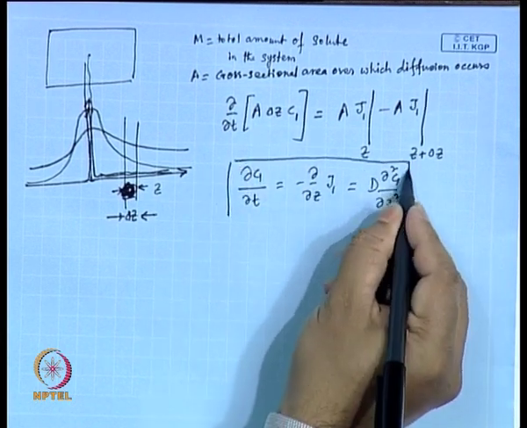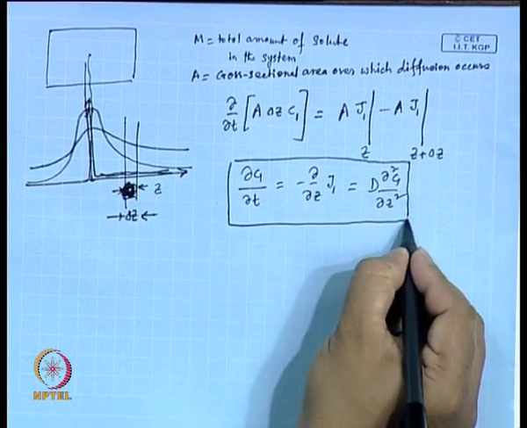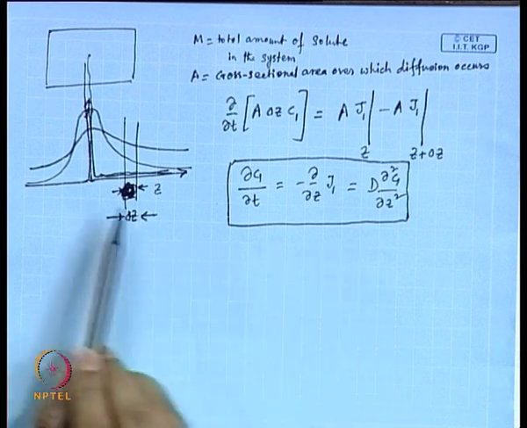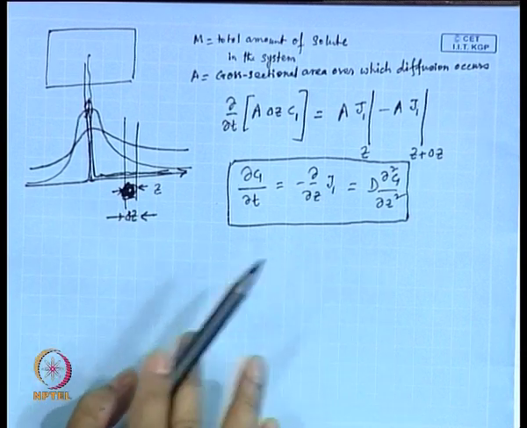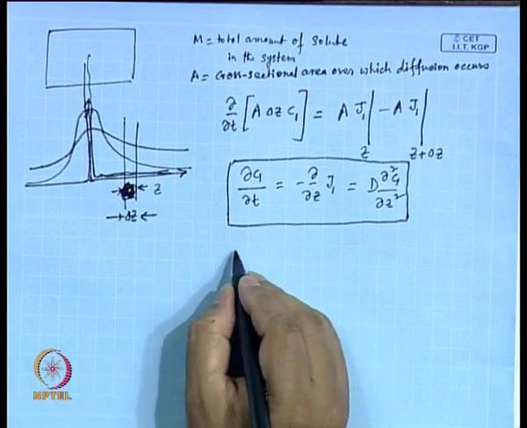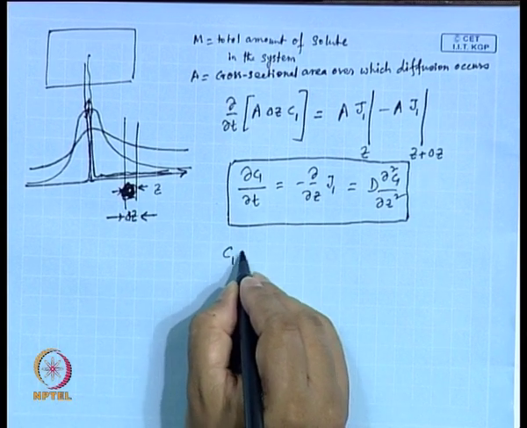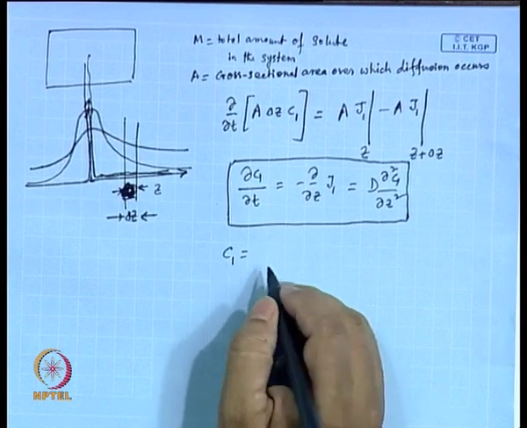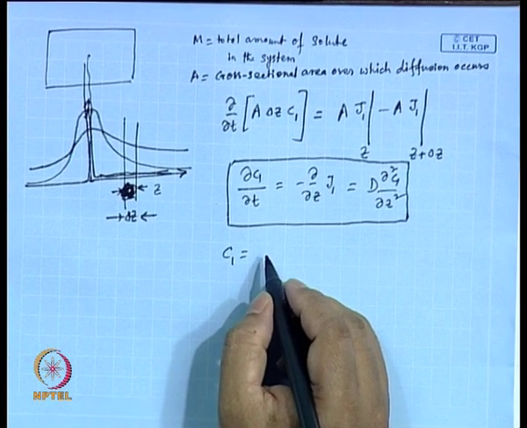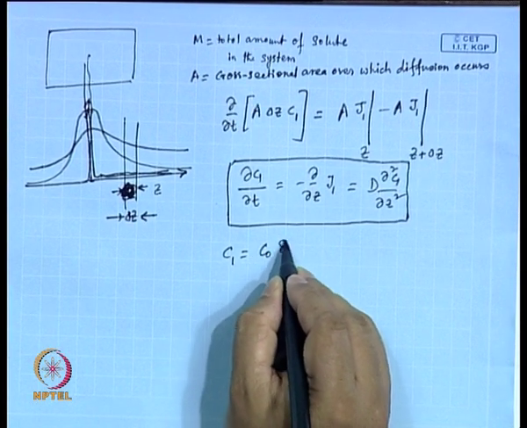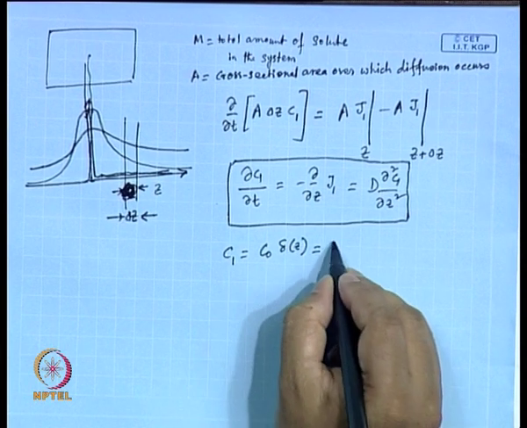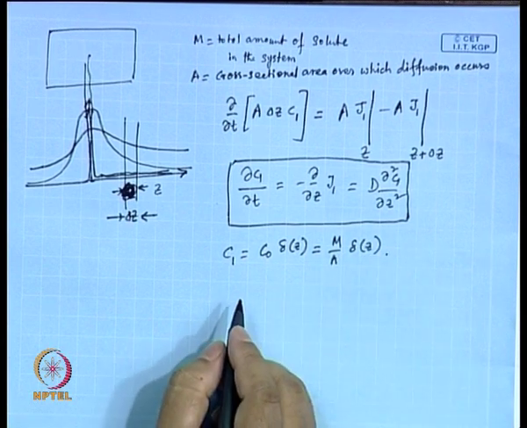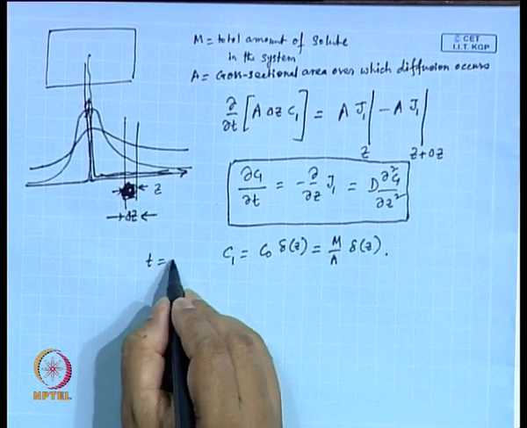I mean, you are already familiar with this governing equation. You must have seen this equation in the context of mass transfer. Only we revisit that and we ensure that for a spot of tracer we arrive at this equation. Now, one thing you must understand, that this C1 would be written as C0 delta Z, that is equal to m by A delta Z. So, that is the condition at t is equal to 0.